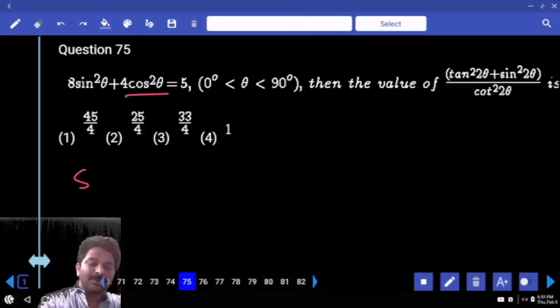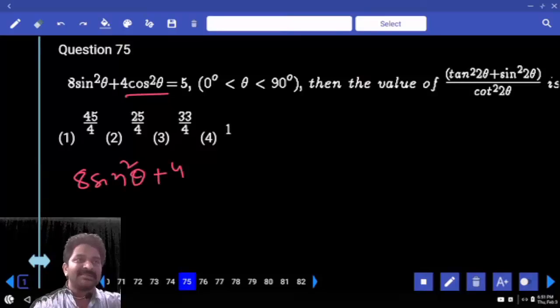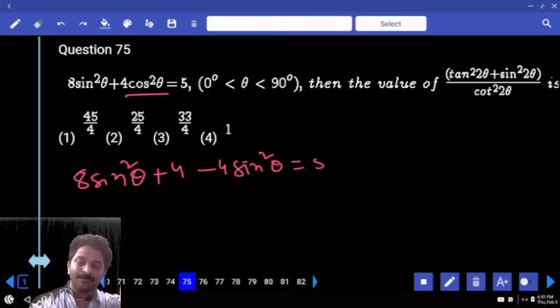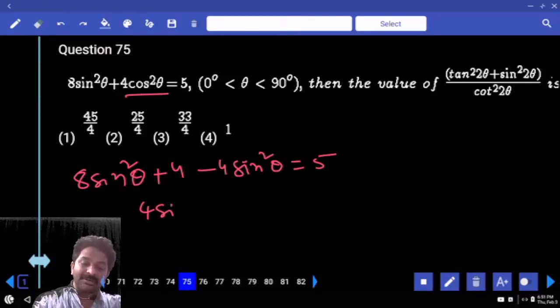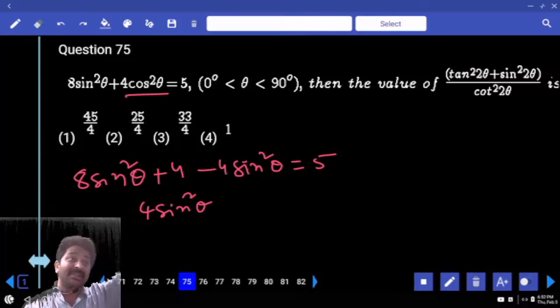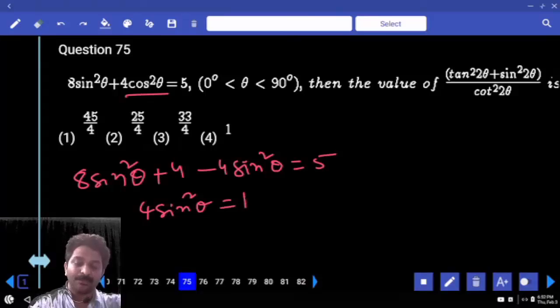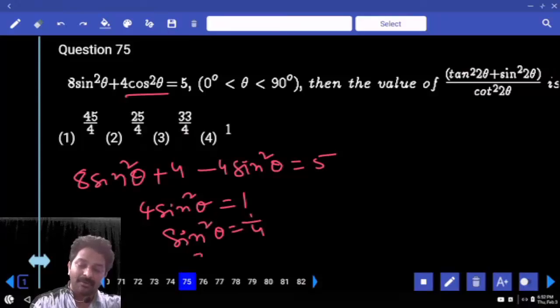So already we have 8 sin square theta plus 4 into cos square theta, we can write it as 4 into 1 minus sin square theta, in the sense 4 minus 4 sin square theta, is equal to 5. So 8 sin square theta minus 4 sin square theta is 4 sin square theta. Left hand side constant 4 goes to the right hand side, 5 minus 4, which is equal to 1. From this, sine square theta is equal to 1 by 4. From this, sine theta is equal to 1 by 2.